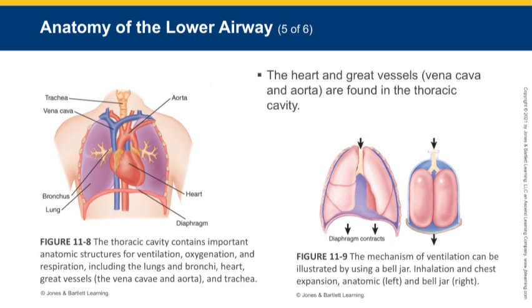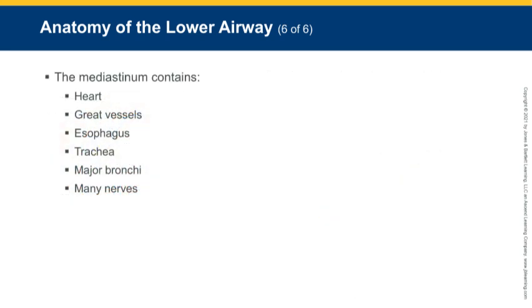The thoracic cavity houses the heart, lungs, and great vessels, including the vena cava and aorta. These structures are essential for both respiration and circulation, ensuring oxygen is transported throughout the body. The mediastinum, located between the lungs, contains the heart, major blood vessels, esophagus, trachea, and several nerve pathways. This area plays a crucial role in both respiratory and cardiovascular functions.